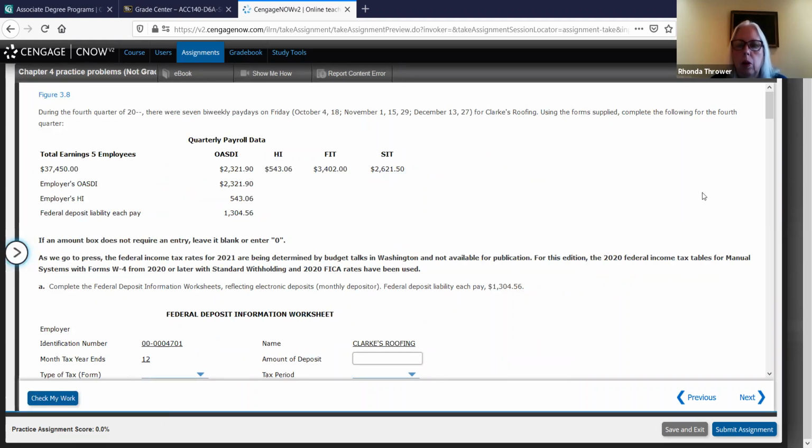In this particular problem, they're going to want you to complete some federal tax deposit information worksheets. They're also going to ask you to complete a Form 941 as well as a state return. During the fourth quarter of 2021, there were 7 biweekly pay days. On Friday, October the 4th and the 18th. In November, the pay dates were November 1st, 15th, and 29th. And in December, the pay dates were the 13th and the 27th.